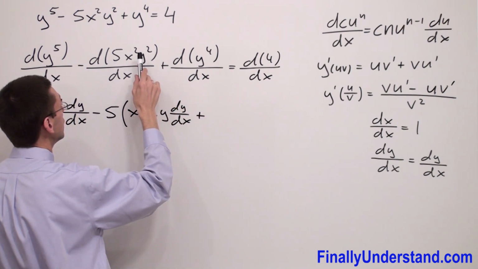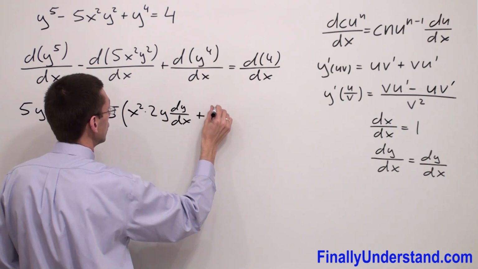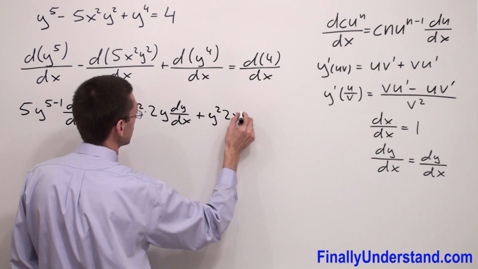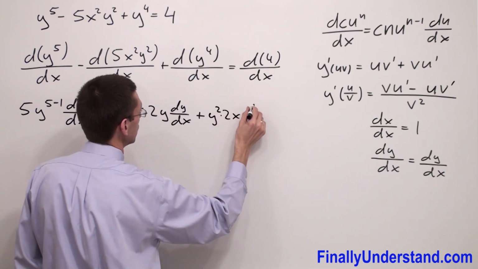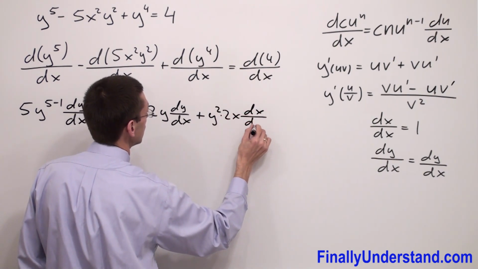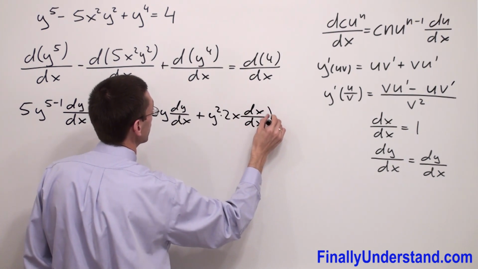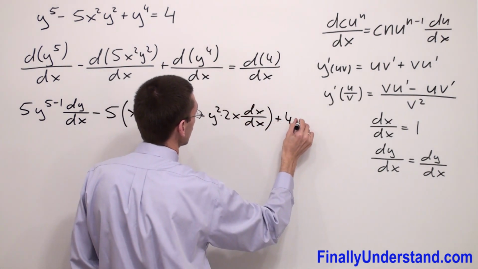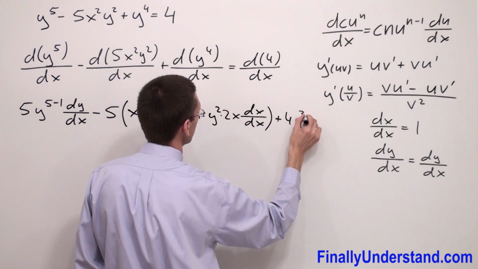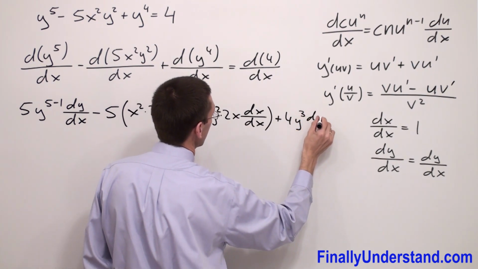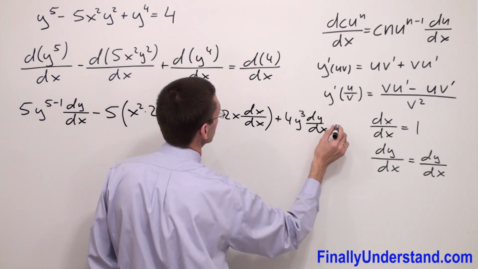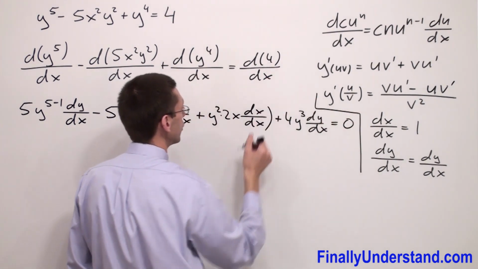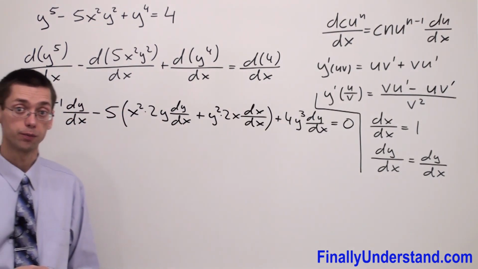the second factor times the derivative of the first one. So I have 2x, of course, this is multiplication, dx over dx, close parenthesis, plus 4y to the third power, and I have dy over dx, and everything is equal to 0 because derivative of a constant is equal to 0.